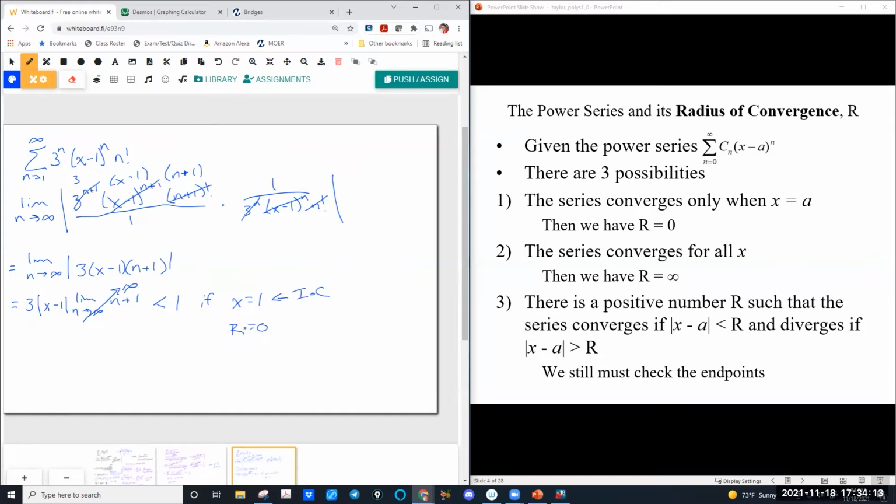This is our least favorite case. We don't want our power series to only converge at one point, but it happens. Our favorite case is when the radius of convergence is infinite, but you will see that 3 happens pretty regularly as well. So those are those 3 cases.